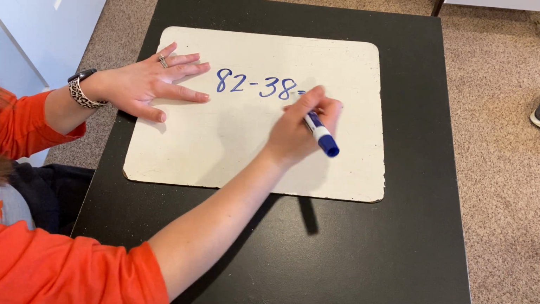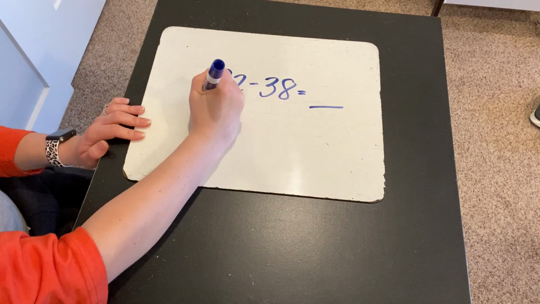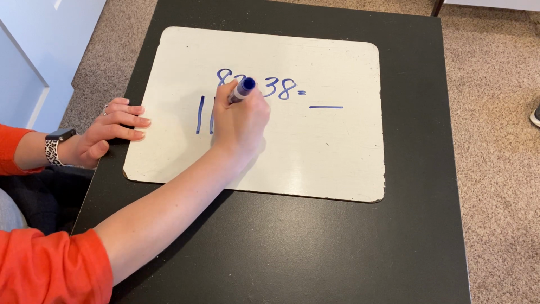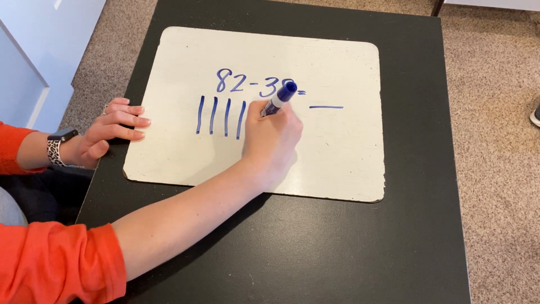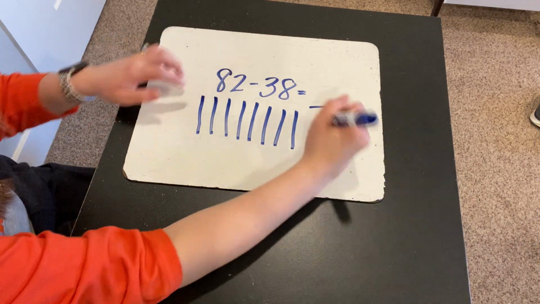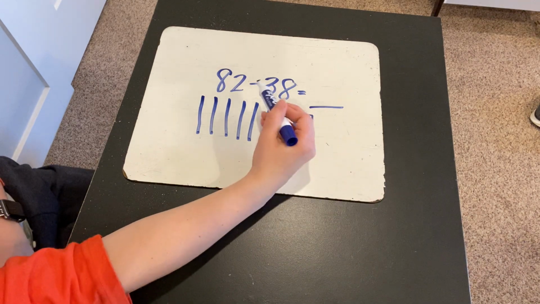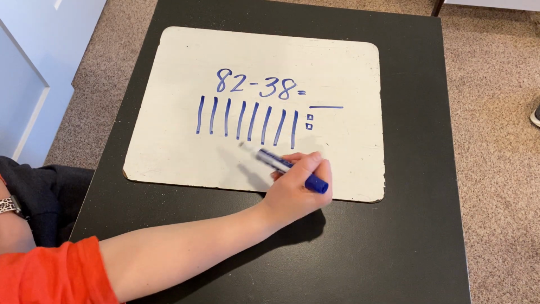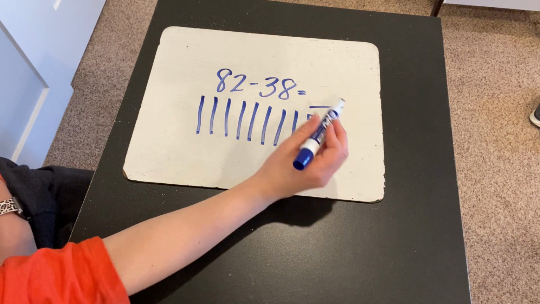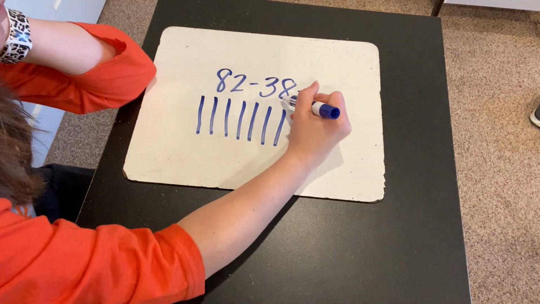Okay, so 82 minus 38. I need to draw out 82 base 10 blocks. So 8 tens, because there's an 8 in the tens place. 1, 2, 3, 4, 5, 6, 7, 8. And then 2 ones. 1, 2. Okay, now we're subtracting 38. So do I need to draw out 38? No, I need to take away 38, right? Because we are subtracting. So ones place first.